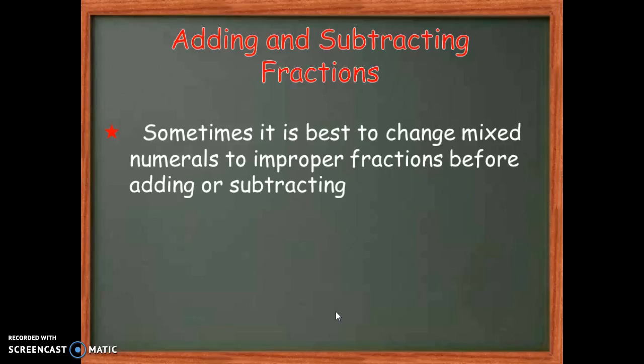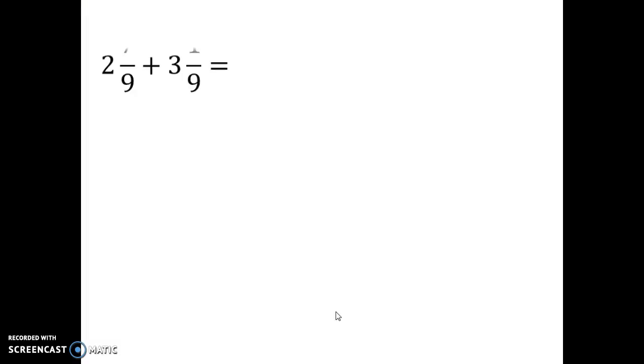Sometimes when we're adding and subtracting with mixed numerals, it is easier to add or subtract the whole numbers first, depending on the question. So if I've got this question, all I need to do is say the 2 plus the 3 is 5, 7 plus 1 is 8 over the 9, because it's the common denominator.